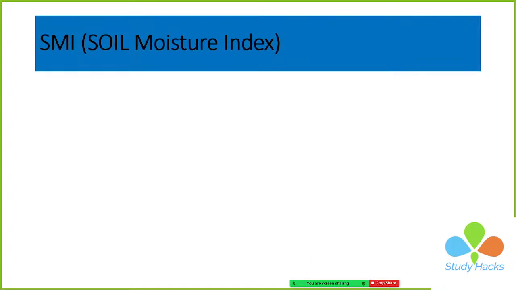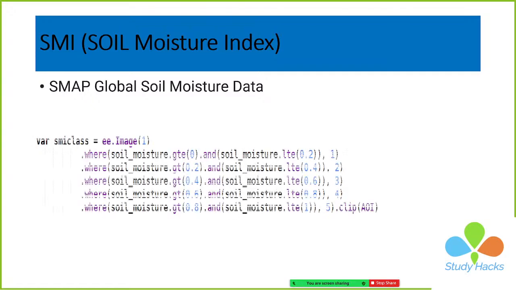Then you can see the soil moisture index. This is the same way. We can use the SMAP global soil moisture dataset for getting the soil moisture index. And you can see these are our classes. We can also classify this dataset into our 5 classes: extreme dry, severe dry, moderate dry, wet, and land. So we can classify this index into the 5 classes.